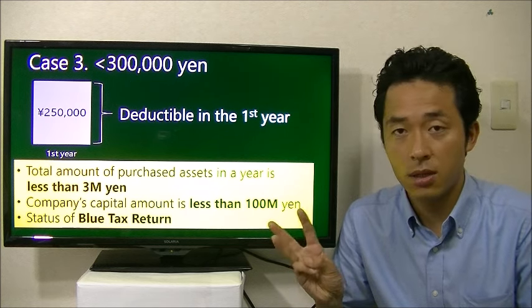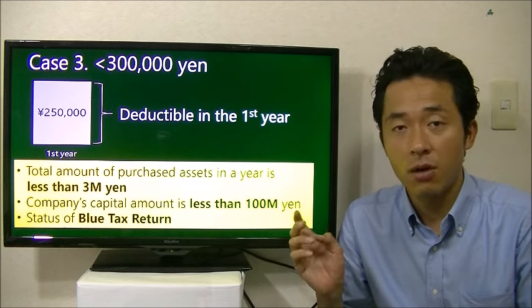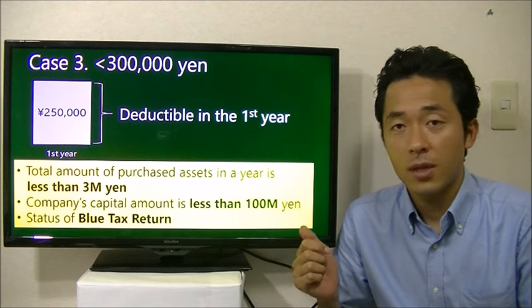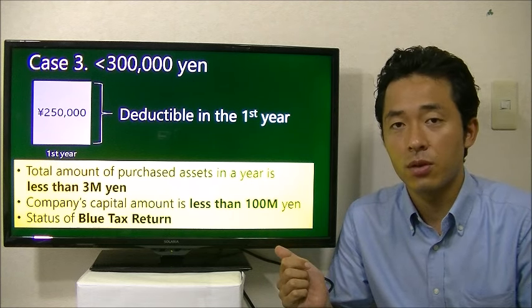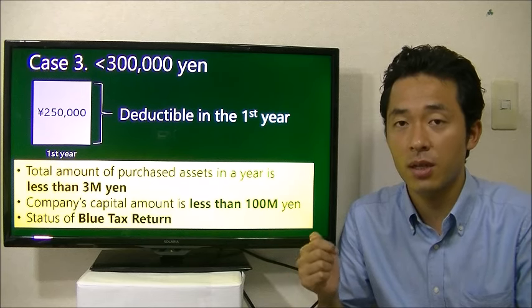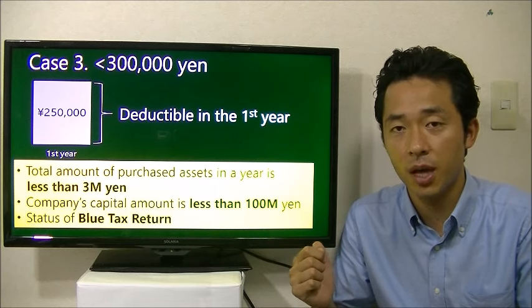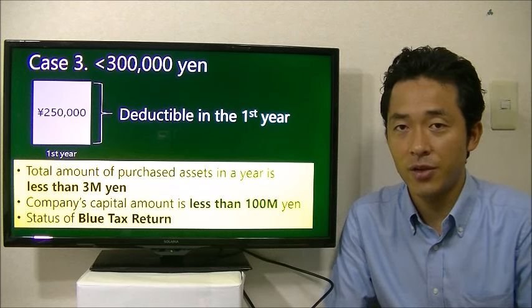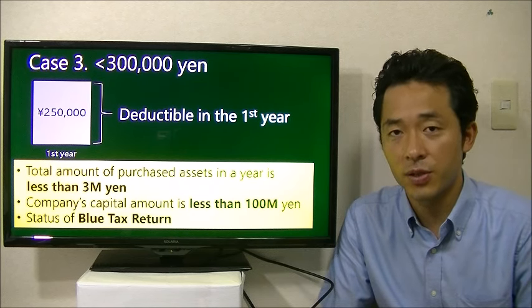And the third condition is that you have to file the blue tax returns. As I have repeatedly explained to you, you have to file the blue form tax returns in order to get a variety of tax benefits in Japan. So please do not forget to file the application to file the blue tax returns.